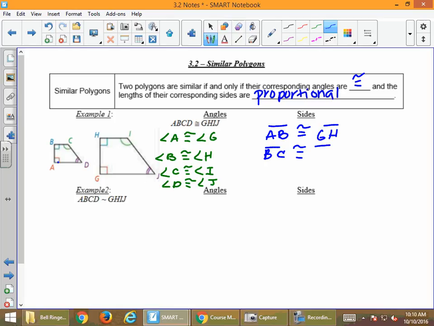Very good. CD would be congruent to what? IJ. Very good. And then lastly, DA would be congruent to what? AG. Okay? Exactly like what you did last unit, except with a triangle, we're doing a four-sided figure rather than a triangle. We've got a couple more sides in it. Okay? Questions over that? Just like last unit.